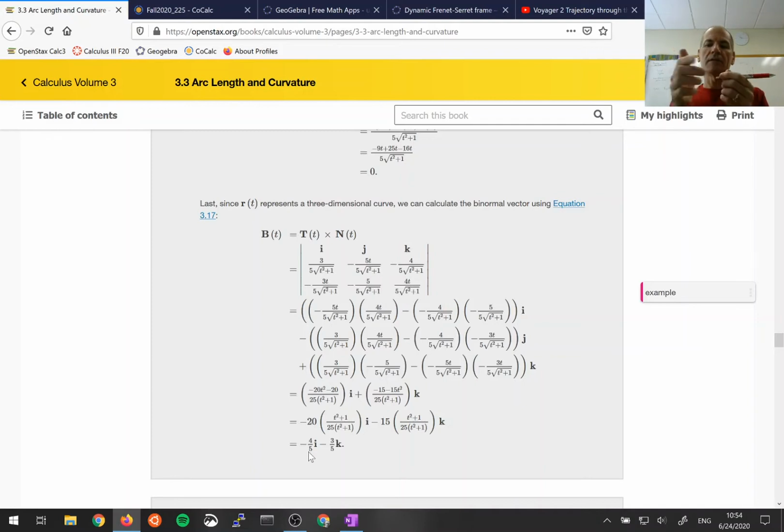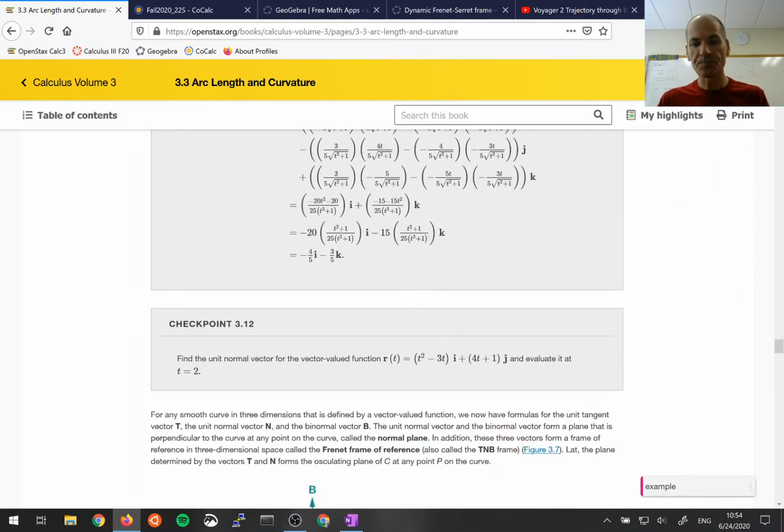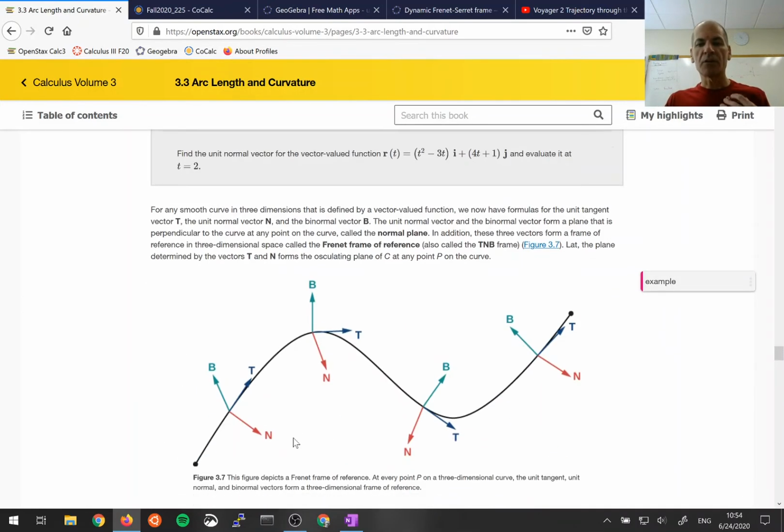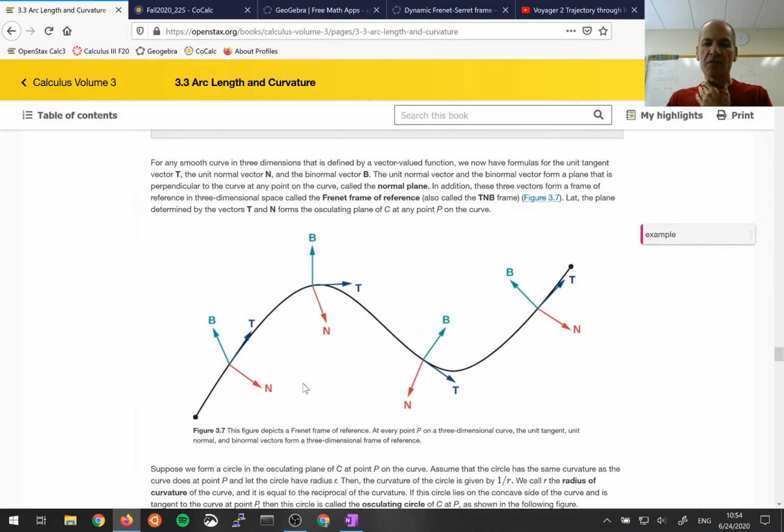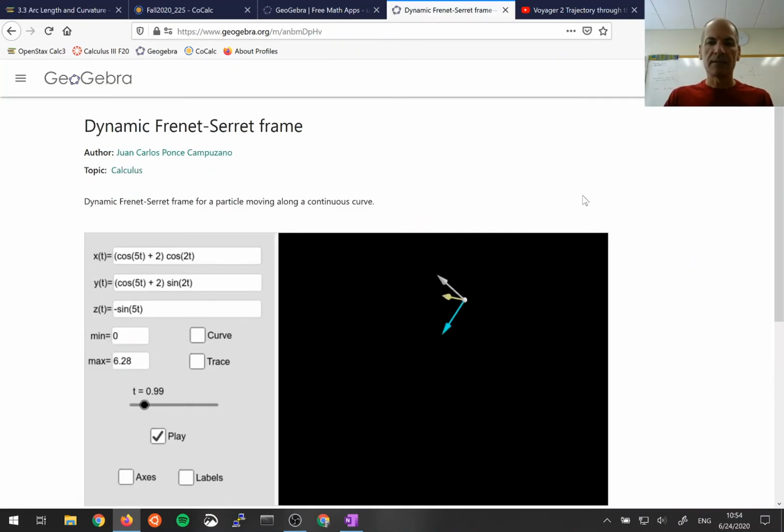And then the binormal vector is just the cross product of the two, and you can figure out its direction by the right-hand rule. Together, those are called the Frenet frame. This static image really doesn't do it justice, so what I thought I would do is share with you a visualization of the Frenet frame.